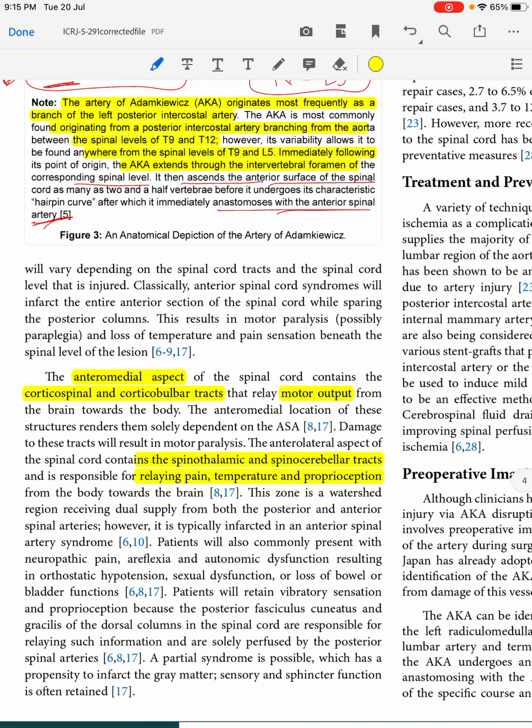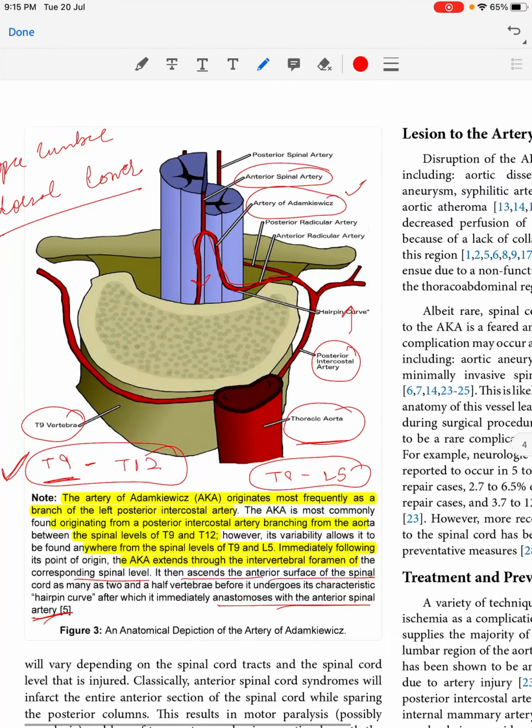proprioception. While the posterior columns, which include the vibratory sensation, the posterior fasciculi, cuneatus and gracilis of the dorsal column, are spared. So only the motor output and the pain, temperature and proprioception are affected in case of anterior spinal cord syndrome because of disruption of the artery of Adamkiewicz.